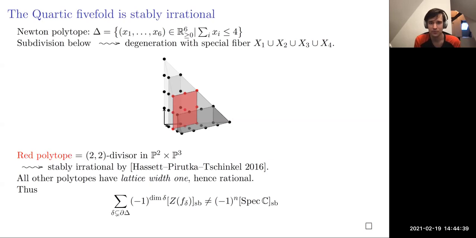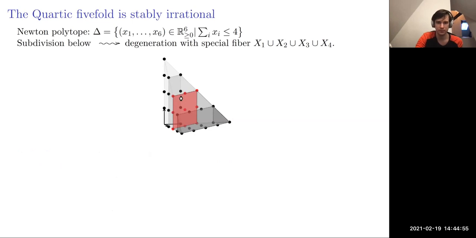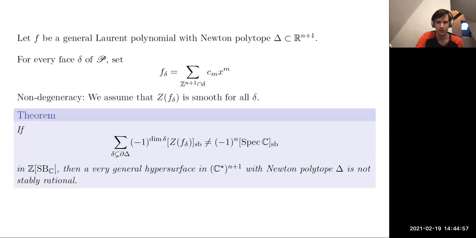Okay, so maybe I would pause here for some questions. John, can you please repeat what was the role played by the hypothesis of Newton non-degeneracy? Oh, it just means that if you restrict to each of the faces here, your polynomial should be smooth. Yes, I understand what it means. Can you explain why it is there?